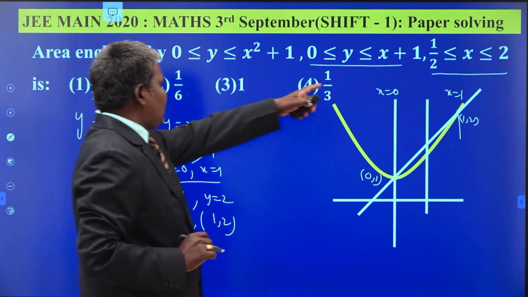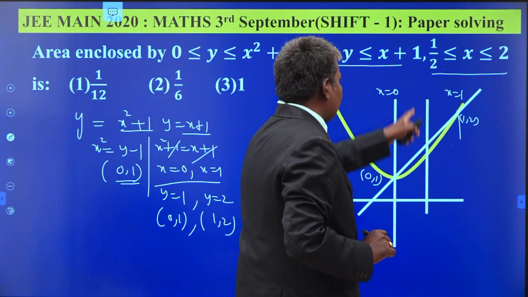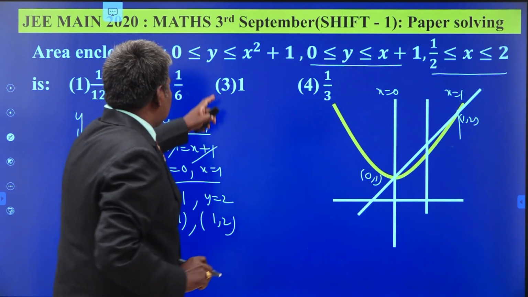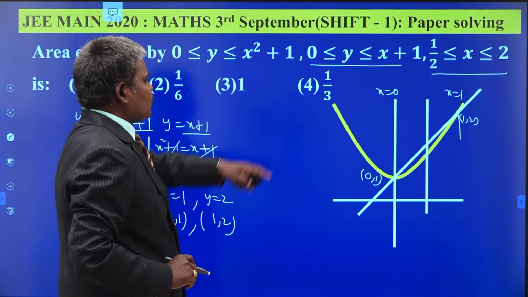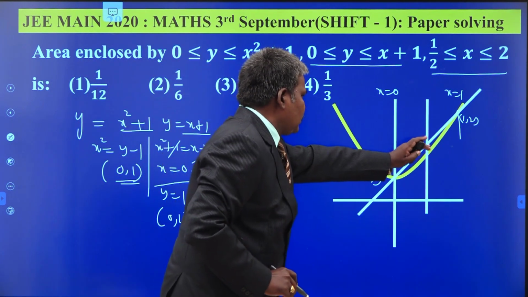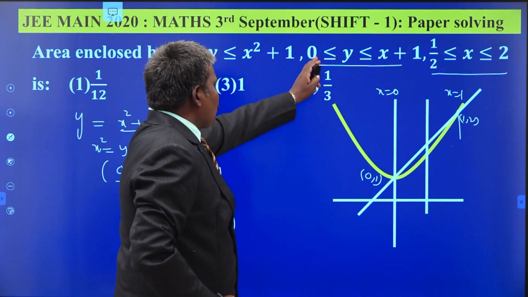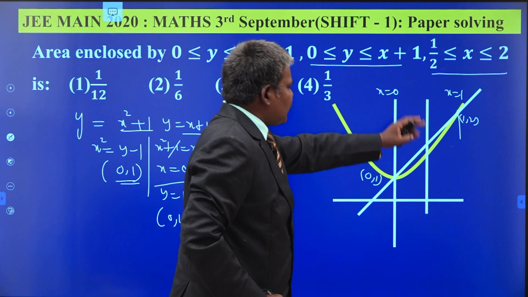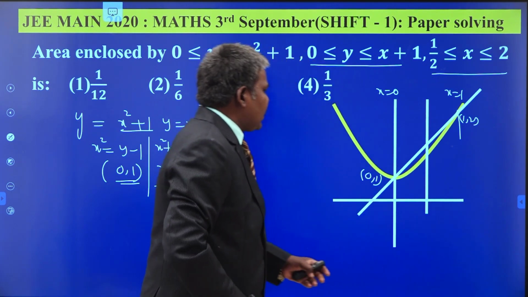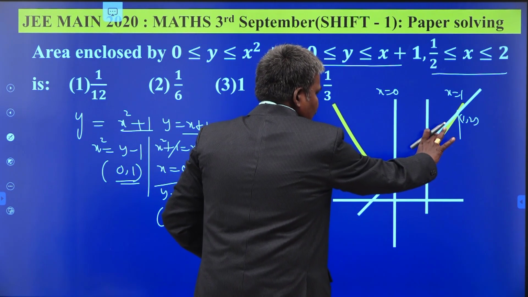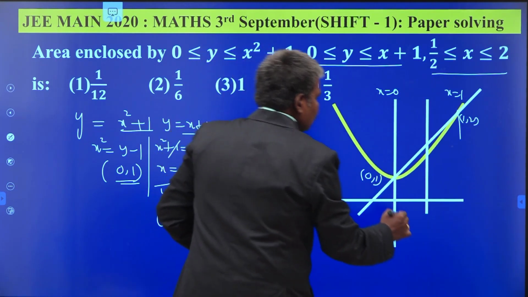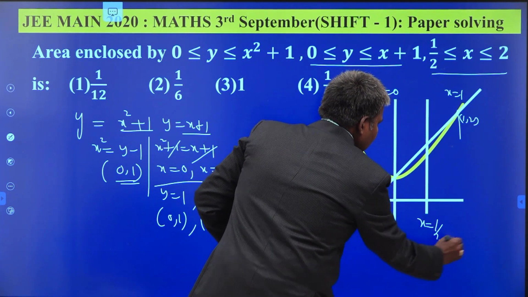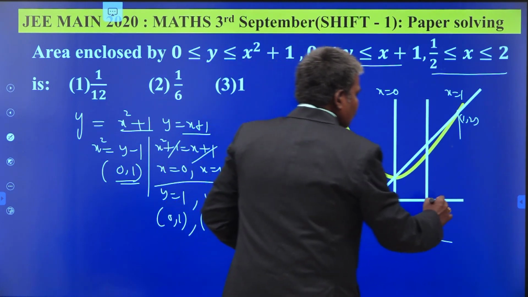So what is the other line? x = 1/2 I draw here. See here, y is less than or equal to x² + 1, and y less than or equal to x + 1 is below the line. So their common portion will be like this up to here, and also they are given to you. This is the line x = 1/2, and x = 2 may be here.